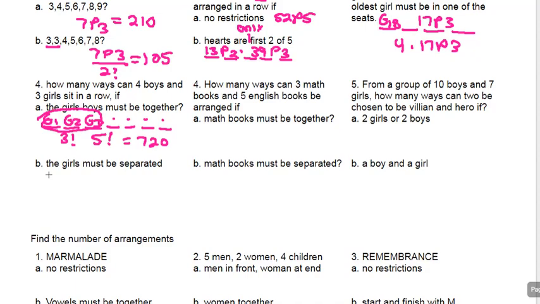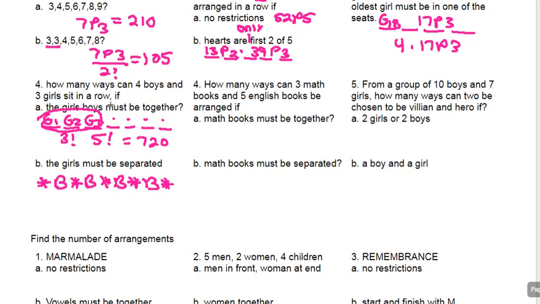Now, if the girls must be separated, what I do is take the bigger number, in this case they're boys, and the boys will be lined up like this. And there are 4 of them. Now the girls can sit, and I'm not going to put G's because this is not necessarily representing girls, but it's representing where they could sit or where they could stand. Girls could go here, here, here, here, or here.